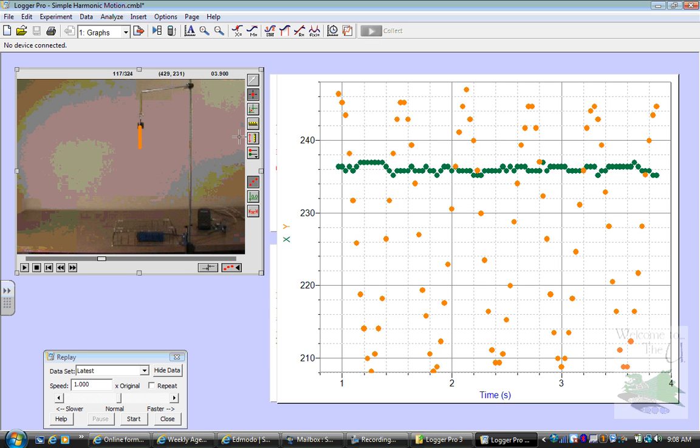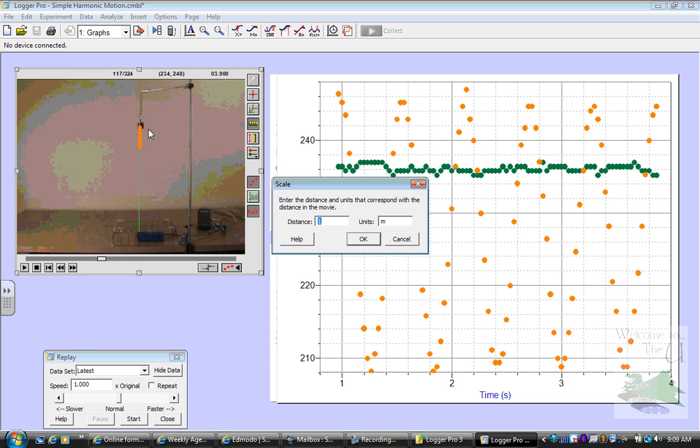What we have to do here is actually create a scale on this video so that the software knows what scale we're working with. And in this case, this is 1/2 meter high, so we'll go ahead and pick a point right here. We're going to say it's 1/2 meter from the motion detector up to the top point. And we're going to set that scale as 0.5 meters. The units here are m for meters.